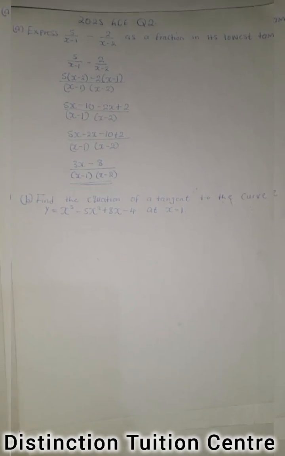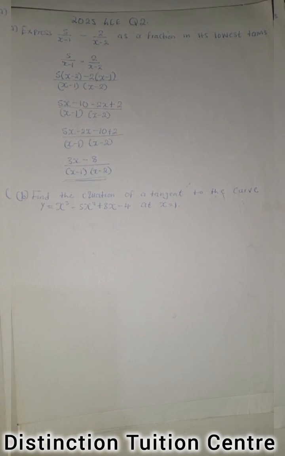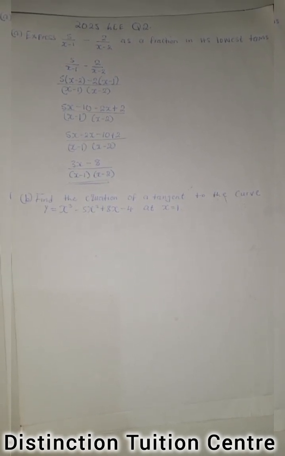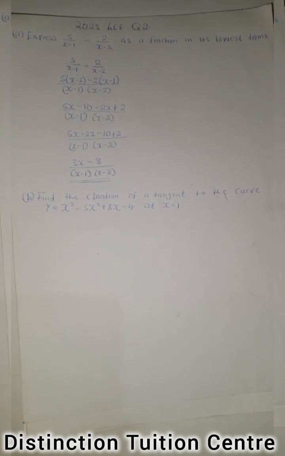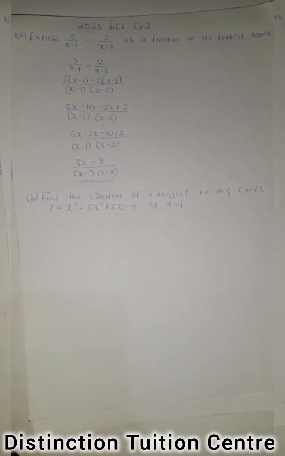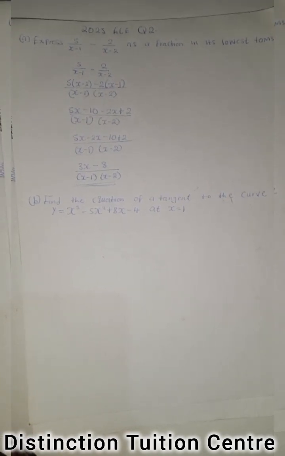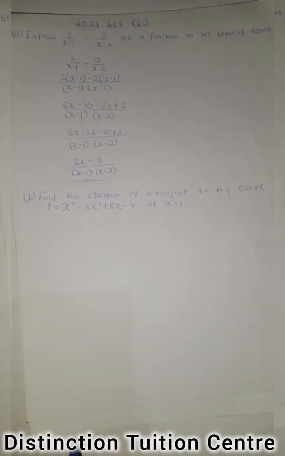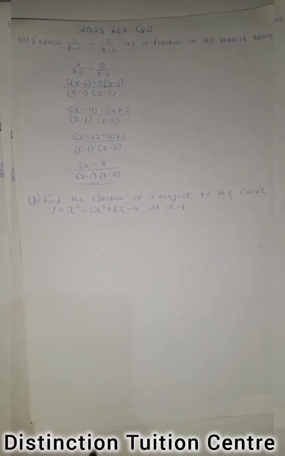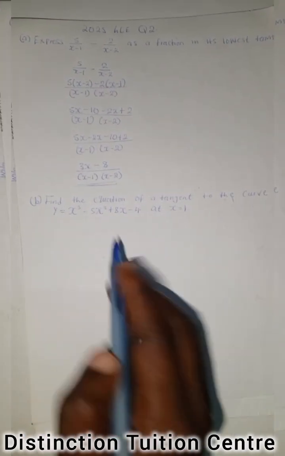Question 2, we are told to find the equation of a tangent to the curve y is equal to x cubed minus 5x squared plus 8x minus 4 at x is equal to 1. Okay, so whenever you are looking for the equation of a tangent or equation of a normal, you simply have to go through these steps. Step 1, we have to differentiate this given function.